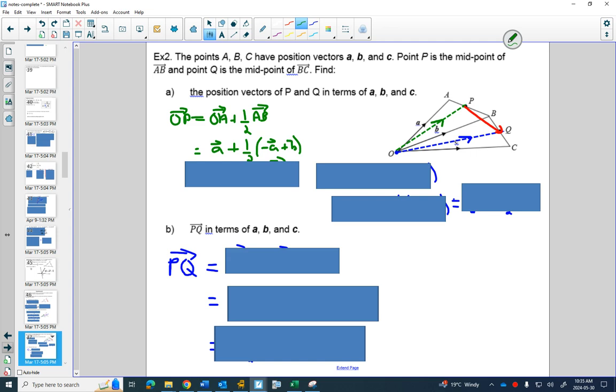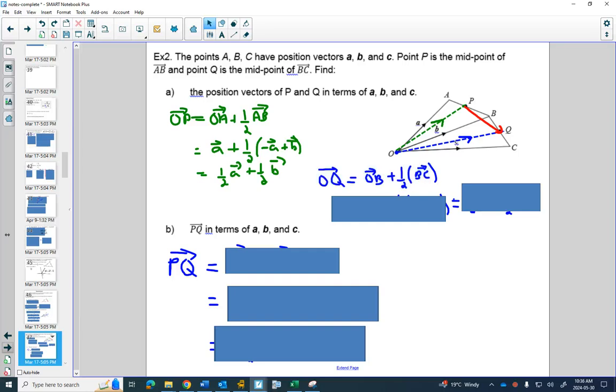Add my little vector heads on there. So we figured this out already, that OP was a half of A plus a half of B. And similarly, we could figure out that O to Q would be like going from O to B and then halfway of B to C, which would be vector B and then negative B plus C. So we get half B plus half C.